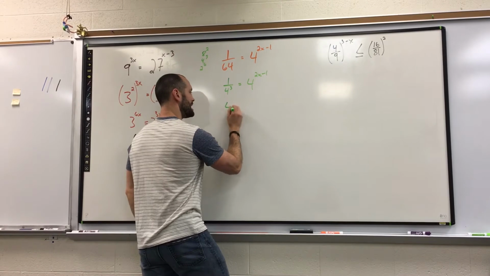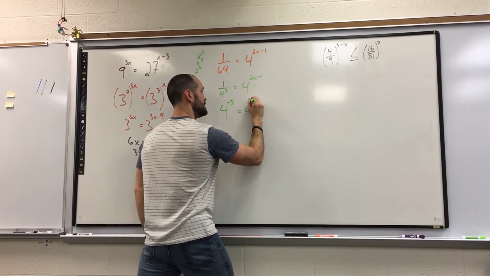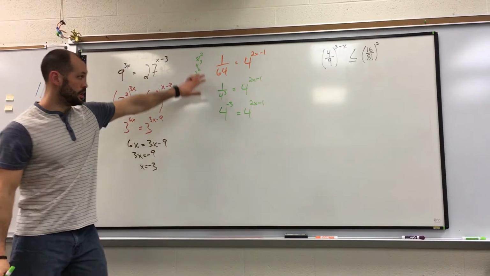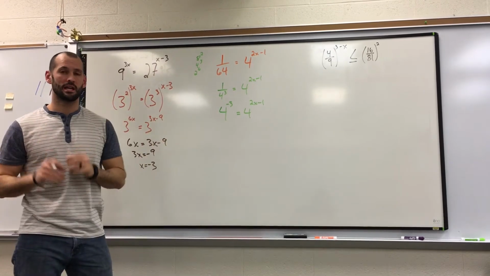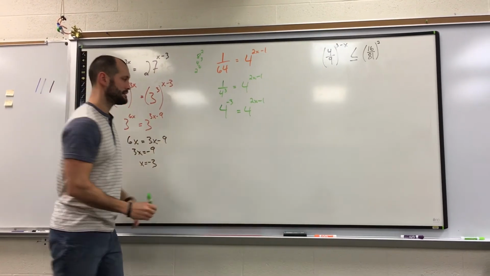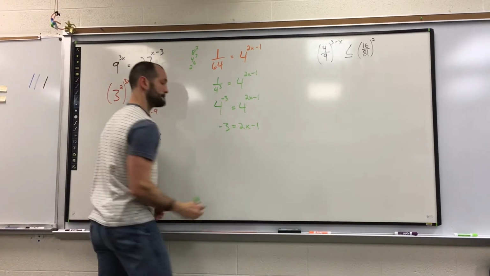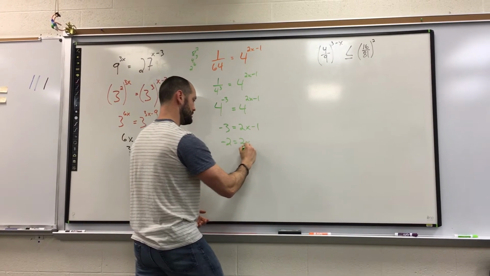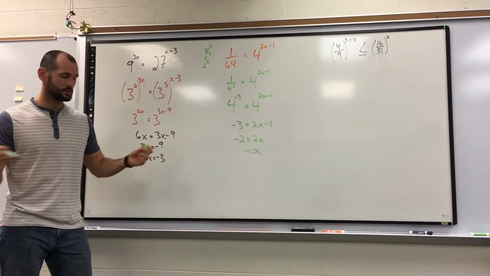So before I'm allowed to set this up, I have to manipulate it, and now they have the exact same base. Notice when you have a fraction, you might need to get a negative exponent in order to get like bases. I've accomplished that. Game time. I set my exponents equal, and I'm solving. Add the 1, x equals negative 1. Clean and simple.